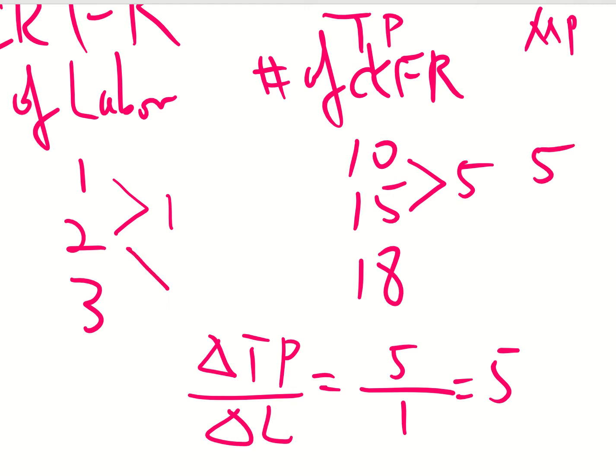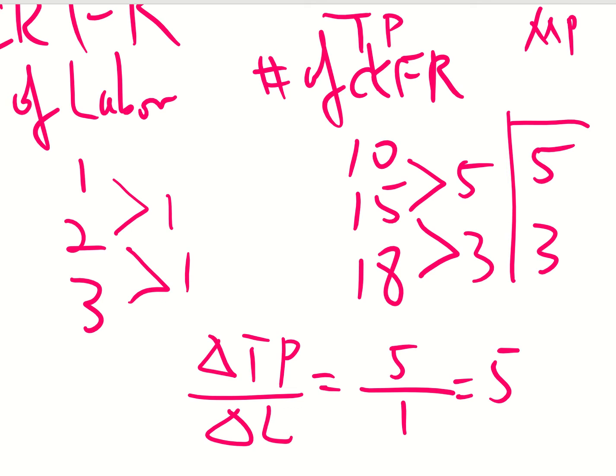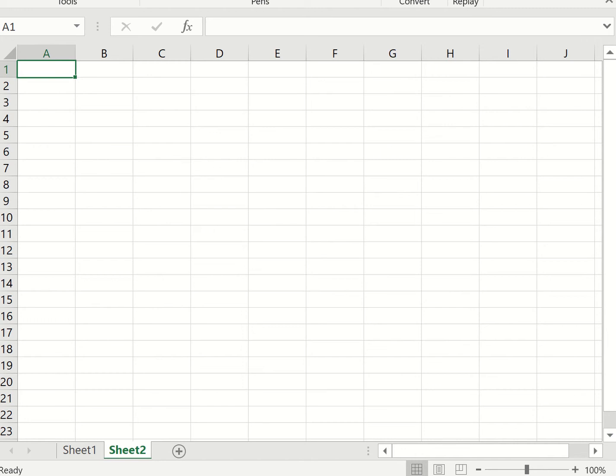And the next one, my change in labor is also 1, and then the change in total production is 3. So 3 over 1 is 3. Then that's my marginal product. So just how much is your additional production for one more labor hired? That's called a marginal product.